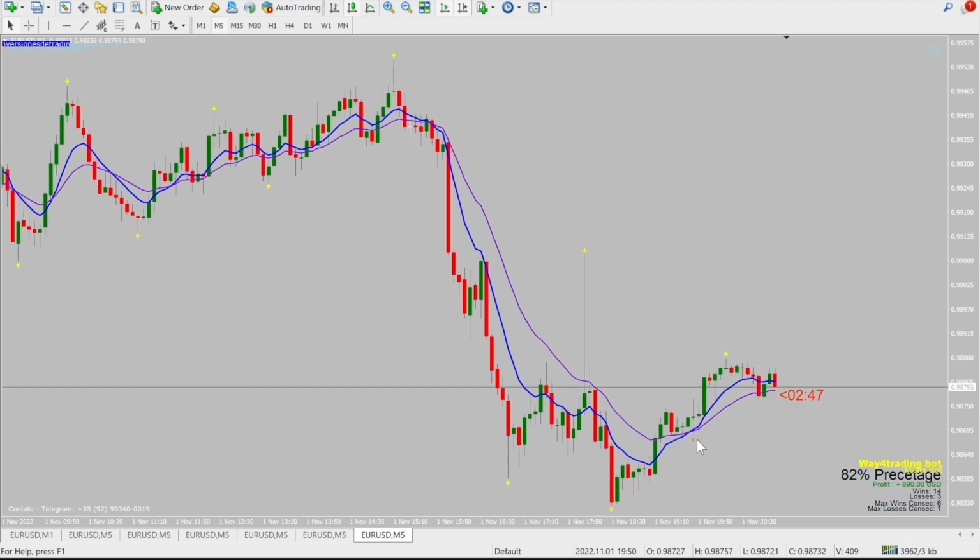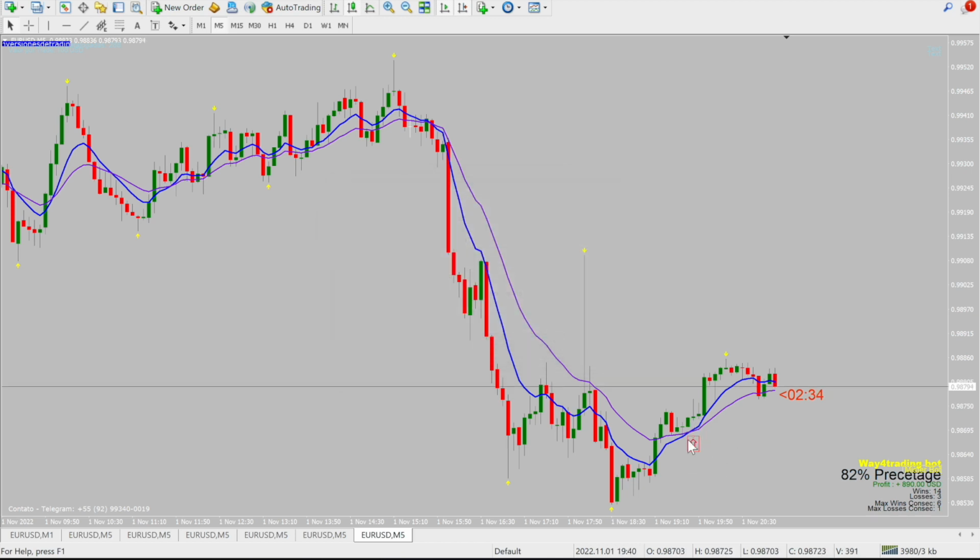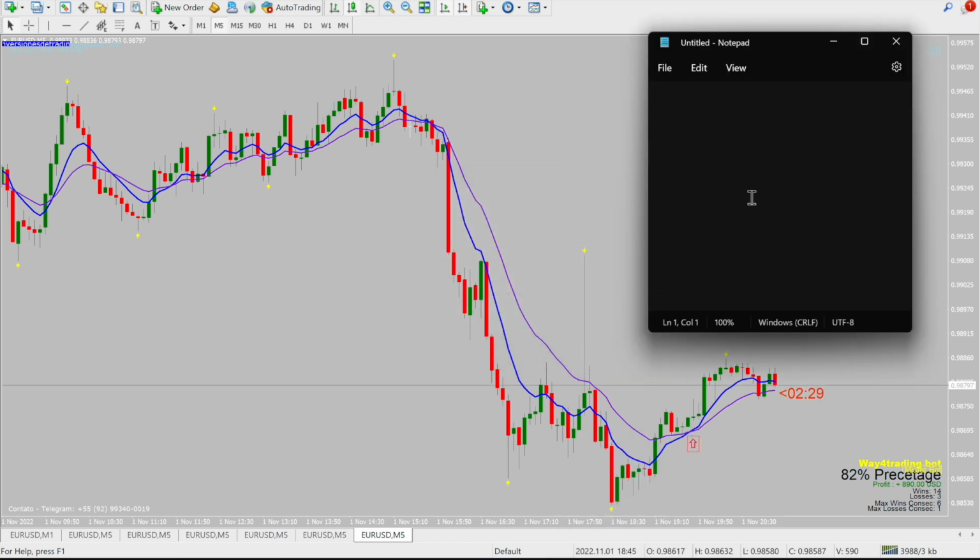Where the two moving averages interact with each other above the moving average, place the buy trade. Where the two moving averages interact with each other below the moving average, place the sell trade.